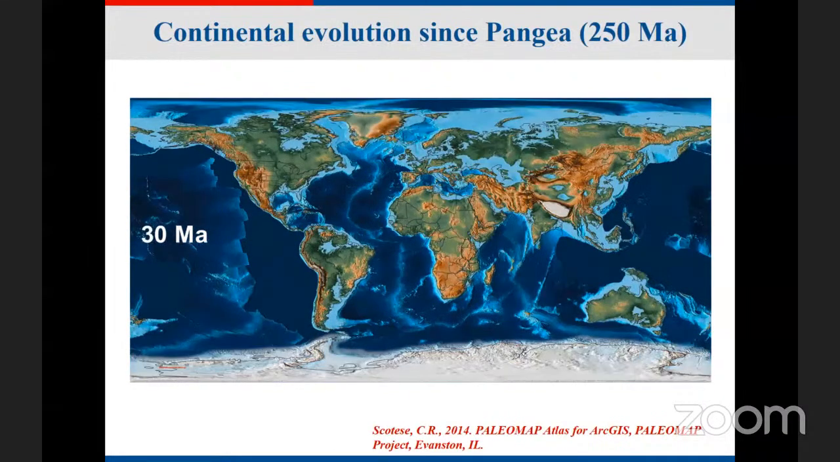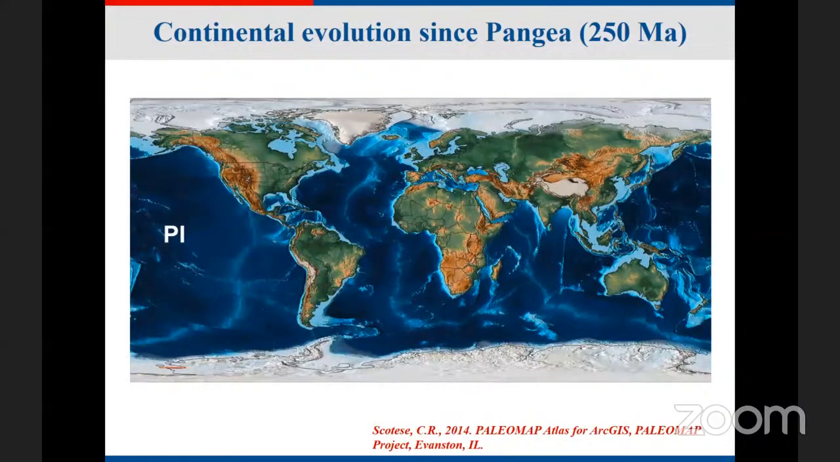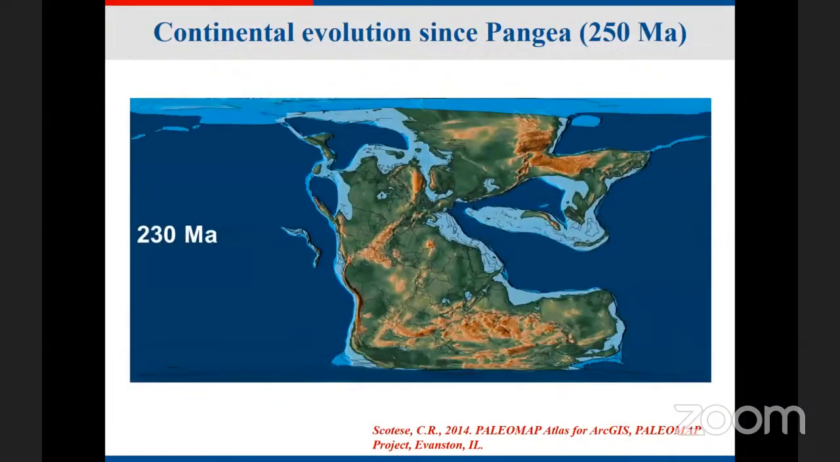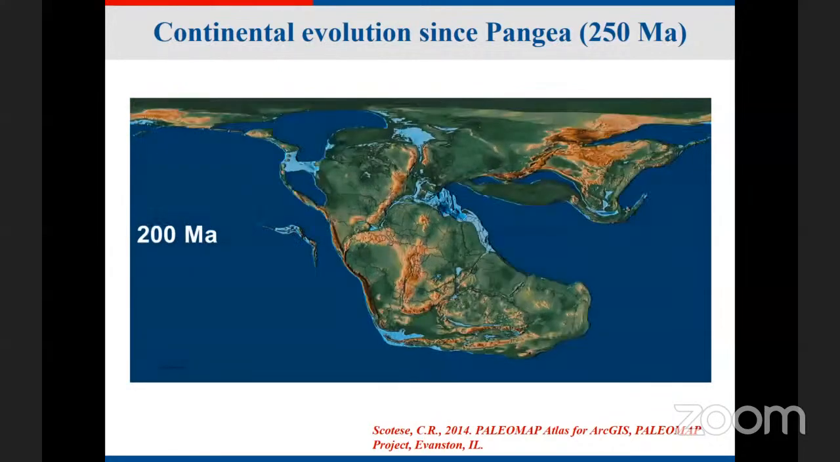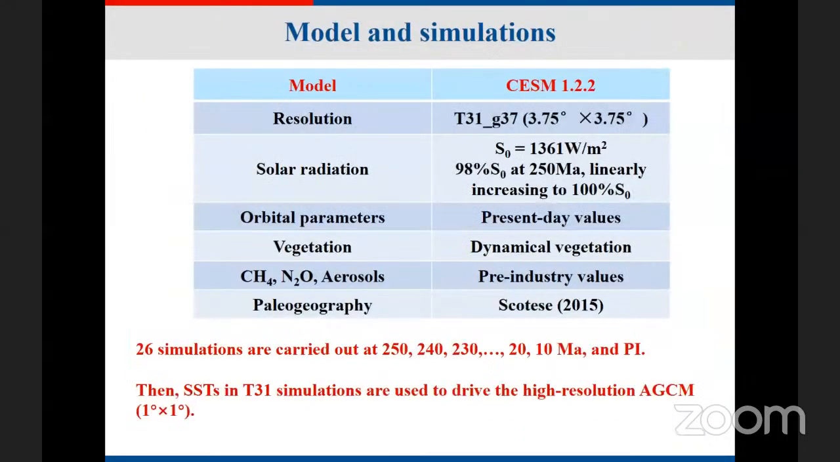Then the large change of the continent distribution, how that can cause regional and global monsoons. Then we carry out 26 simulations using CESM 1.2. Each is an equilibrium simulation, not a transient simulation. Each simulation is for 10 million years. So totally we have 26 simulations. Our simulations are done in two steps.